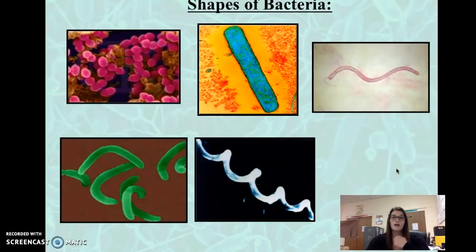There are tons of different types of bacteria, but bacteria are kind of classified by their different shapes. And so here on the screen I have some different pictures. You have those same pictures on page 6 in black and white. And they have different names for the different shapes of bacteria.